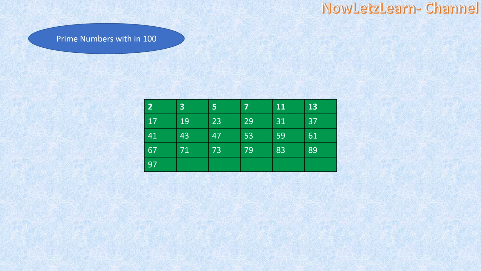What are factors? Any number by which another number is divisible is called a factor of it. So 2 can be divided by 1 and itself, and 3 can also be divided by 1 and itself. Same goes for 5. It can be divided only by 1 and itself, and this goes for all the other numbers given in the sheet. So basically, if you want to find out whether a number is prime, you just need to make sure that it is not divisible by any other number except 1 and itself.